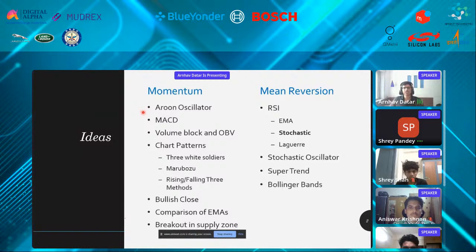For momentum, we used the Arun oscillator and the MACD. We used volume in two ways. One, we directly used the OBV and set a threshold for it. The other way was that we compared volumes in different candles. We also used a variety of chart patterns which were readily provided on Mudrex, such as the three white soldiers, the Marubozu, and the rising falling three method.